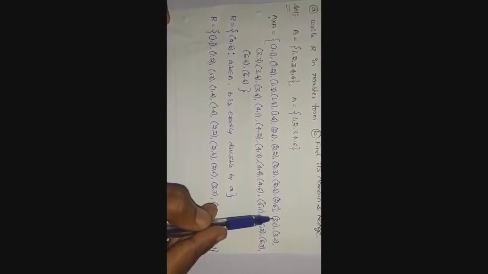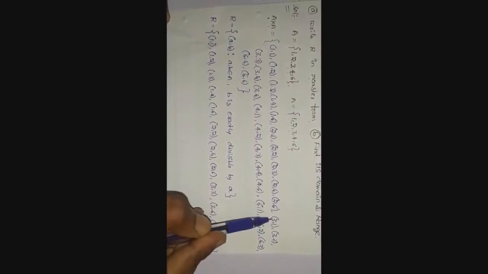Is 1 divisible by 3? No. Is 2 divisible by 3? No. Is 3 divisible by 3? Yes, written. Is 4 divisible by 3? No. Is 6 divisible by 3? Yes, (3, 6). Is 1 divisible by 4? No. Is 2 divisible by 4? No. Is 3 divisible by 4? No, exactly it is not divisible. Is 4 divisible by 4? Yes, written. Is 6 divisible by 4? Not exactly divisible.